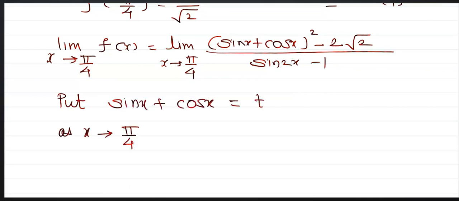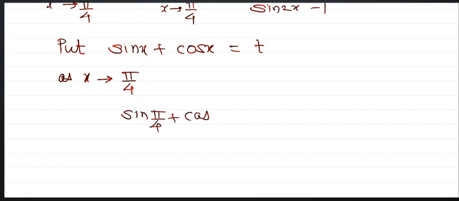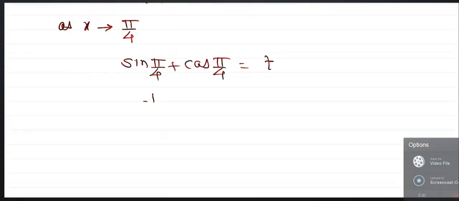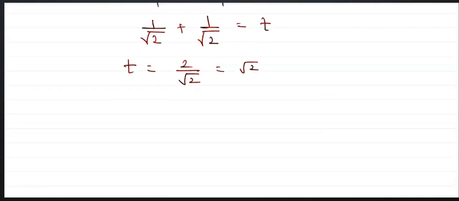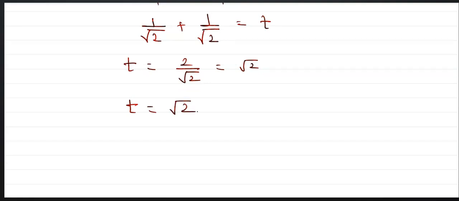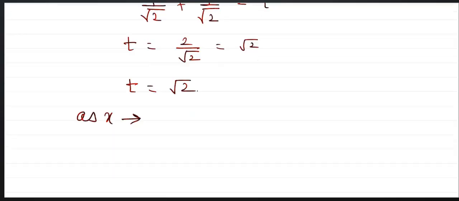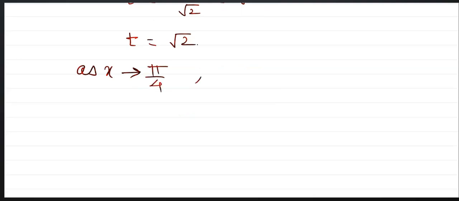And therefore, as x tends to pi by 4, the value of t is equal to sin of pi by 4 plus cos of pi by 4. That is 1 by root 2 plus 1 by root 2, that is 2 upon root 2, so t is equal to root 2. And that's why, as x tends to pi by 4, t tends to root 2.